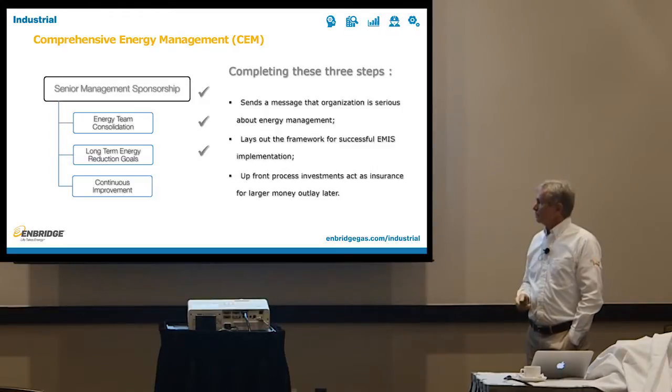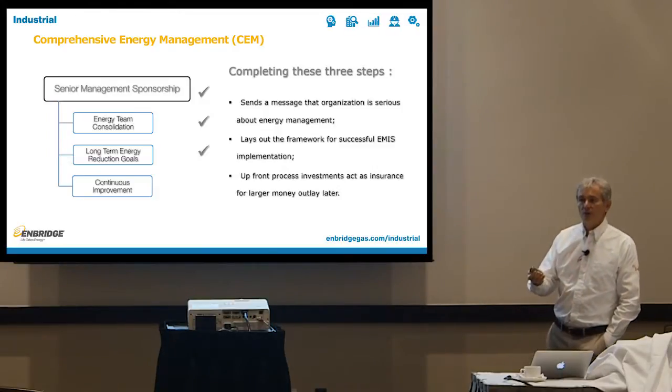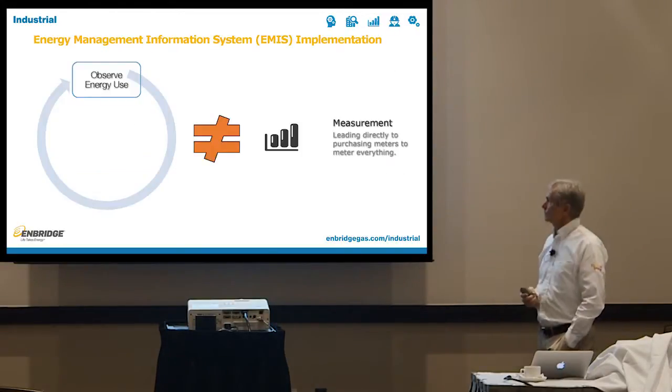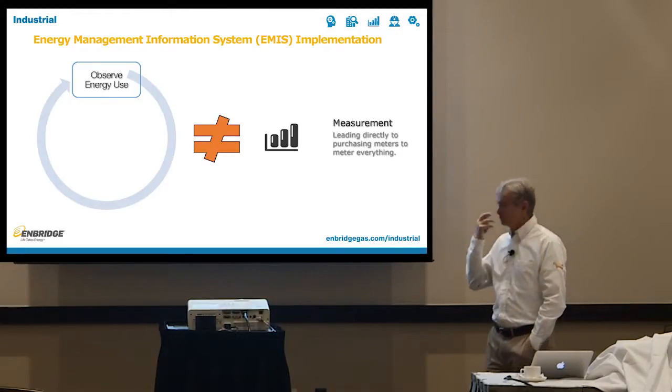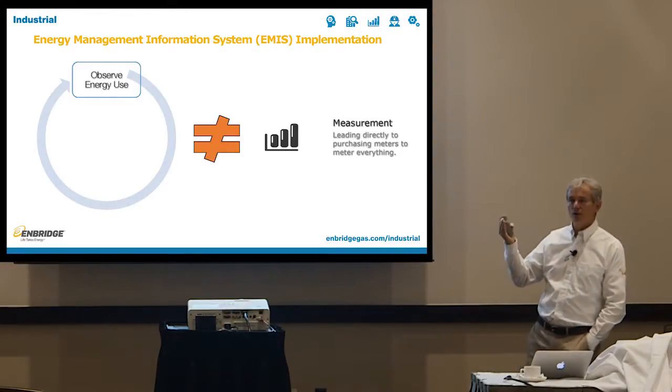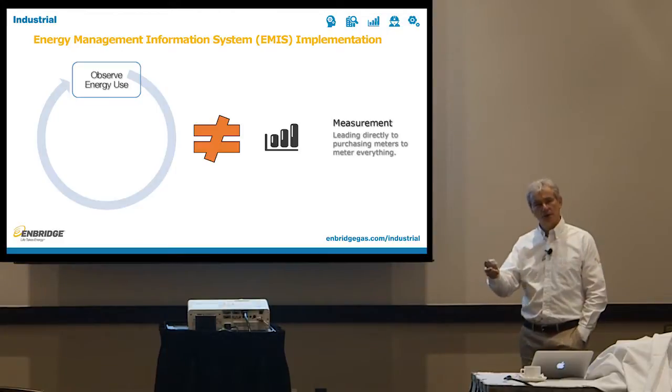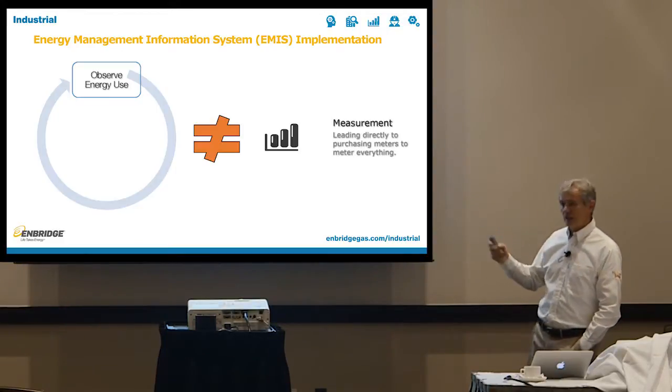So now we have all that in place. Now we have to go to the continuous improvement part of the energy management. So let's start with this continuous improvement. The first step in continuous improvement would be to observe energy use, observe the current situation, whatever that is.